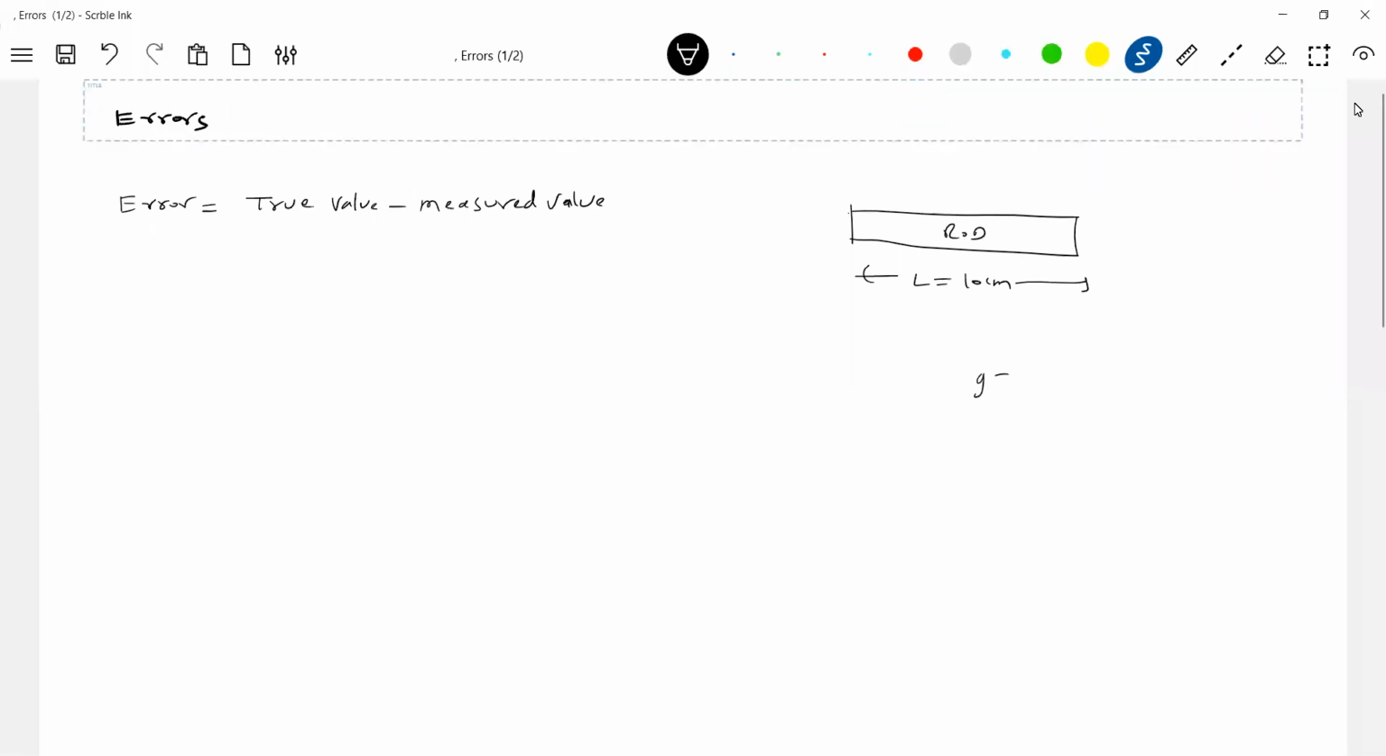Or take g at a given place, 9.834. And you are going to do an experiment in a lab, and you are going to perform it and get an answer of, say, 9.823. Is there any error? This is the true value. This is a measured value. Another student does his experiment and gets 9.845.